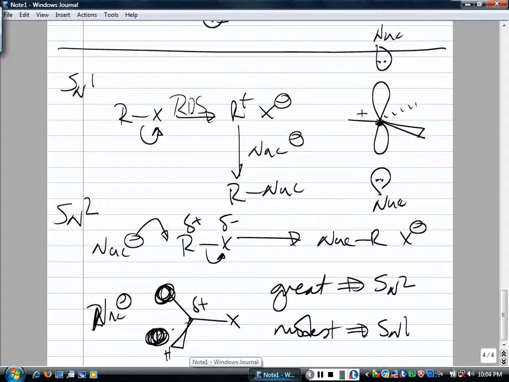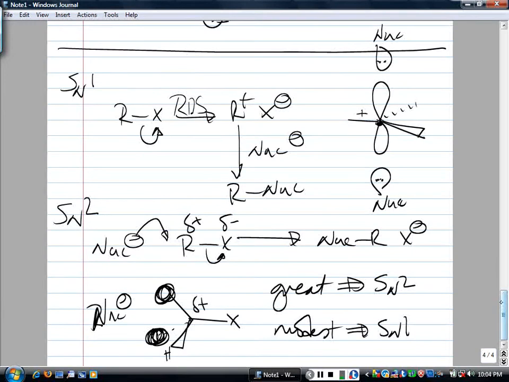Okay, so a couple of minutes ago we were looking at the factors that affect whether a reaction would partition along the SN1 pathway or the SN2 pathway. And we saw that it would depend upon the nature of R, the nature of the substrate, right? Nature of R, nature of X. It would also depend upon the nature of the nucleophile.